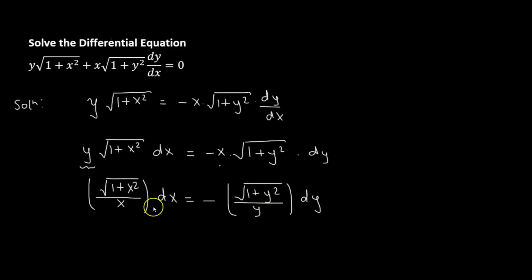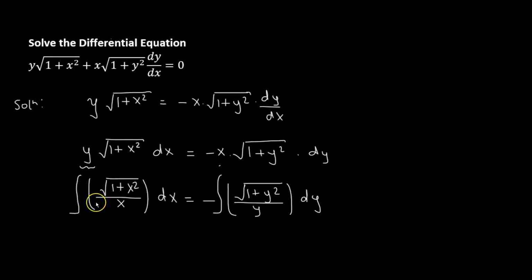So as we can see, the coefficient of dx is purely a function of x and the coefficient of dy is also entirely a function of y. So that means this is now in the variable separable form. Now let's integrate both sides.